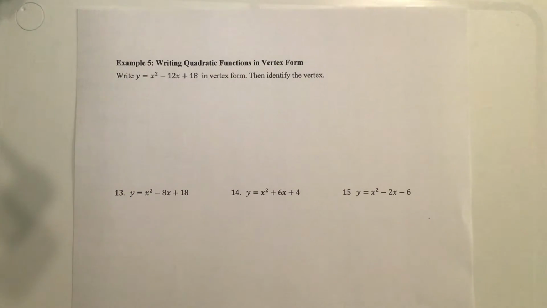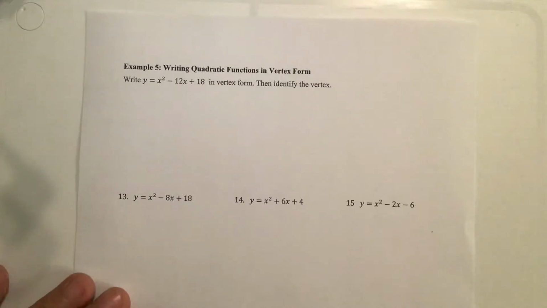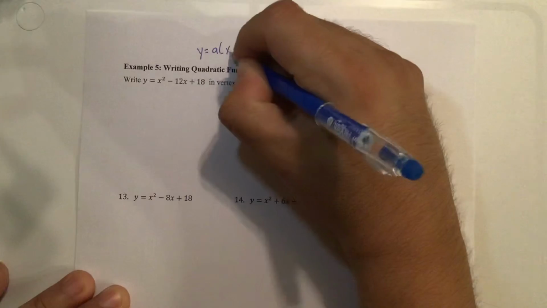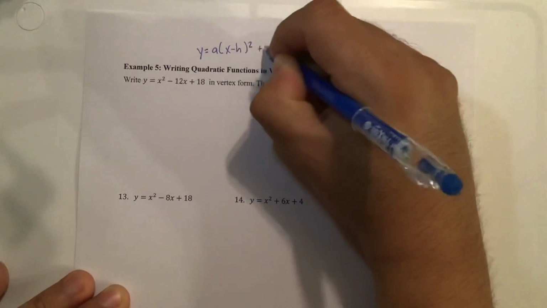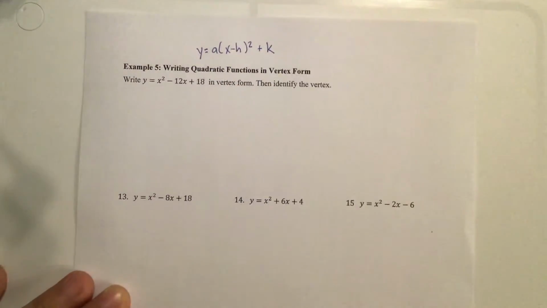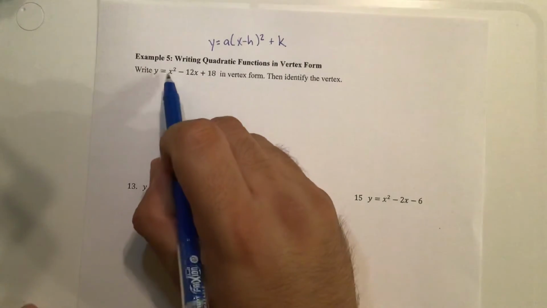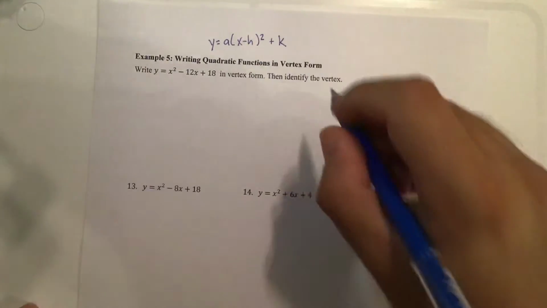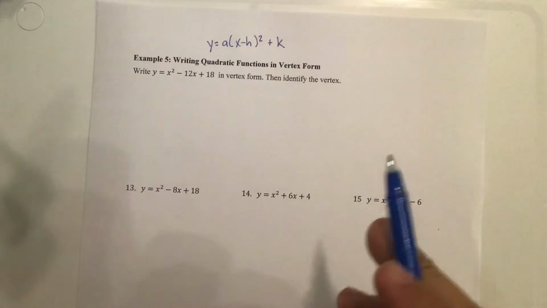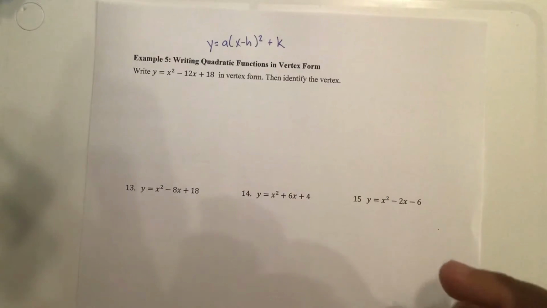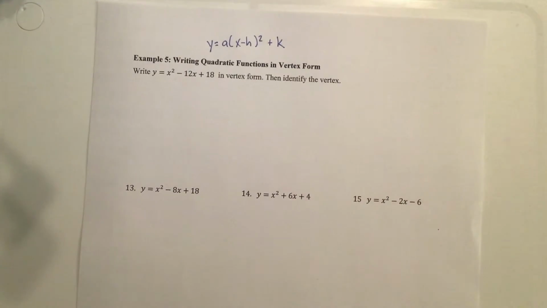So when we're writing it in vertex form, we have to recall what the equation is. The equation for vertex form is y equals a(x minus h) squared plus k. So we already know what a is, right? We know that a is in front of x squared. So in this case, we already know that a is 1. Then we're going to have to figure out the vertex, and we know the x value of the vertex is h, and the y value is k. Okay, so here's how we're going to do this.